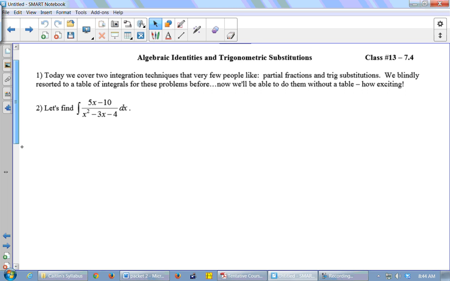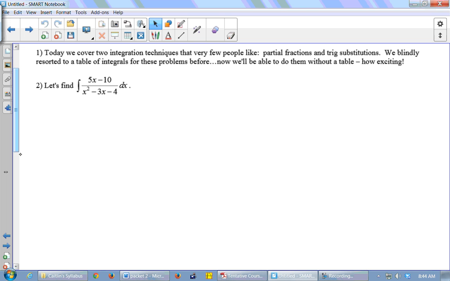So I started, it was this class, I started using partial fractions to solve that integral that took me like 20 minutes and I was doing it all wrong. So today we're going to learn that technique that I was trying to do, partial fractions.